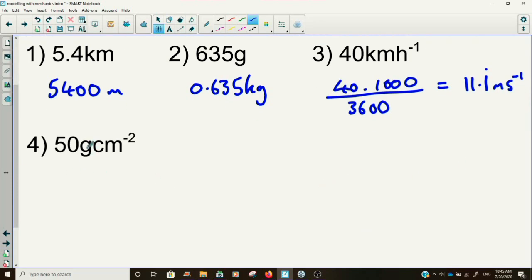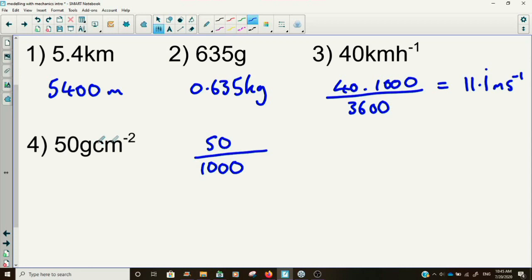50 grams per centimeter squared. This one's a bit of a tough one, really. It's a measure of density, but we need to first of all change it into kilograms, and then think about how we can go from per centimeter squared to per meter squared. Okay, a little bit tricky there. The first thing we need to do is to go from grams to kilograms. So to convert 50 into kilograms, we would divide by 1,000.